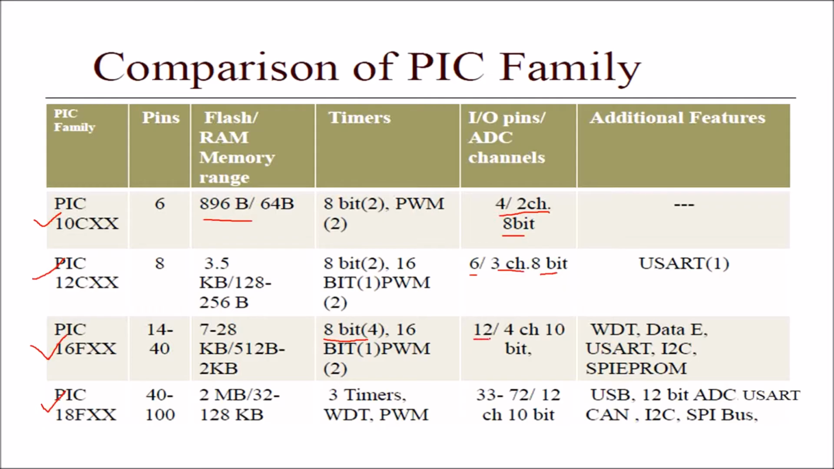12 IO pins are available in 16F, 4 channels for ADC and ADC is of 10-bit. In 18F, depending upon version, 33 to 72 pins are available, 12 channels are available for ADC and ADC is of 10-bit. The additional feature in 12C is that a USART block is available.